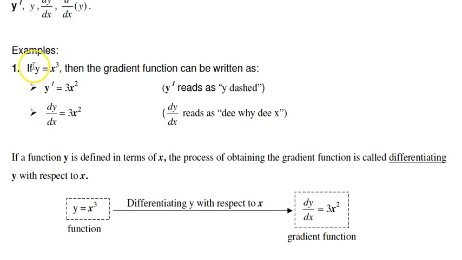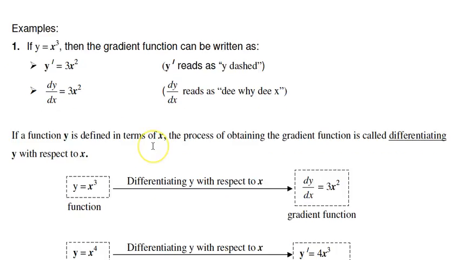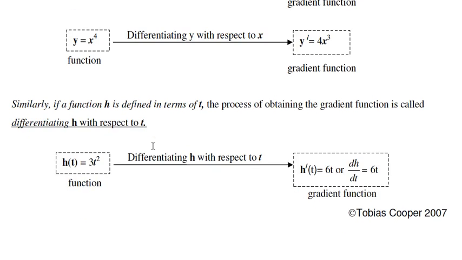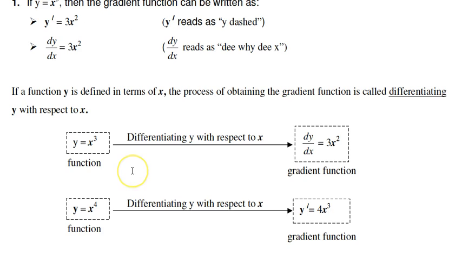All right, so for example, if y equals x cubed, then the gradient function can be written as follows. y dash, see, y dash reads as y dash. So if y equals x cubed is your original function, then y dash equals 3x squared. Or I could have written dy dx is 3x squared. So I can write either y dash or dy dx.